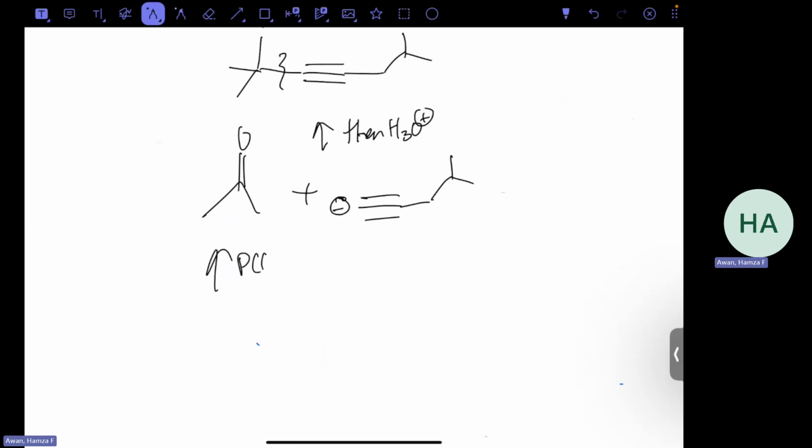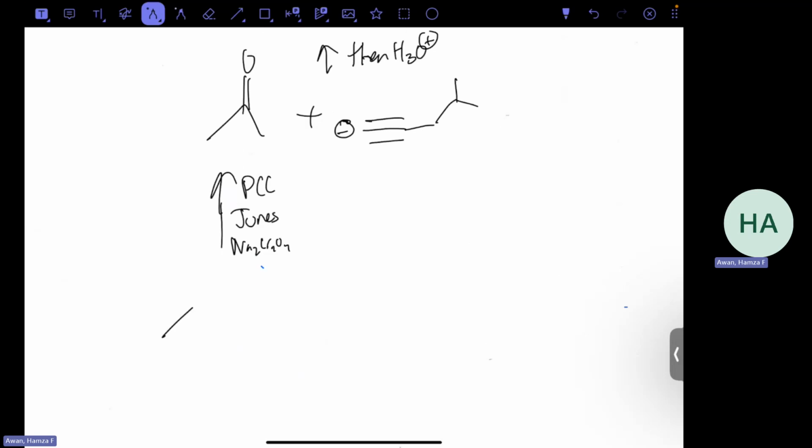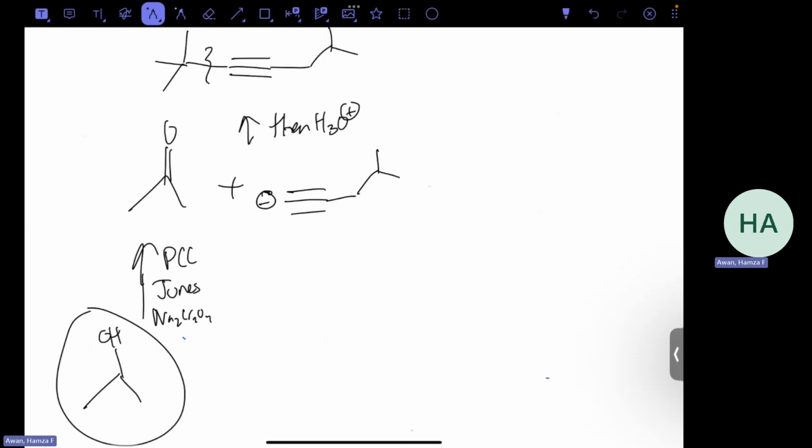So if we do PCC or Jones or sodium dichromate, Na2Cr2O7, if we use any of these, all of these would create our secondary alcohol, right? Because it's secondary, and we can just circle that. That's fine. So that's our starting material on that side, right?